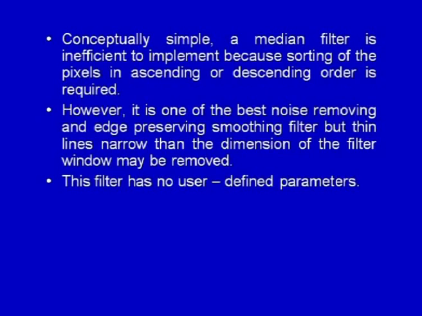Conceptually simple, a median filter is inefficient to implement because sorting of the pixels in ascending or descending order is required. However, it is one of the best noise removing and edge preserving smoothing filters, but thin lines narrower than the dimension of the filter window may be removed. This particular filter has no user defined parameters.